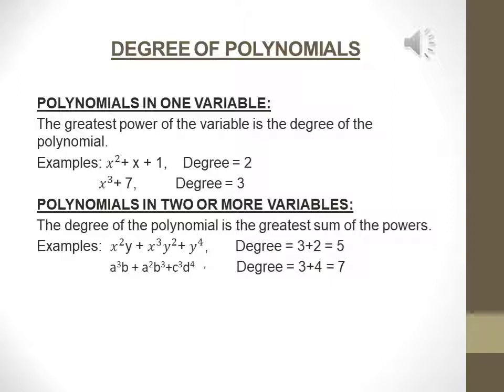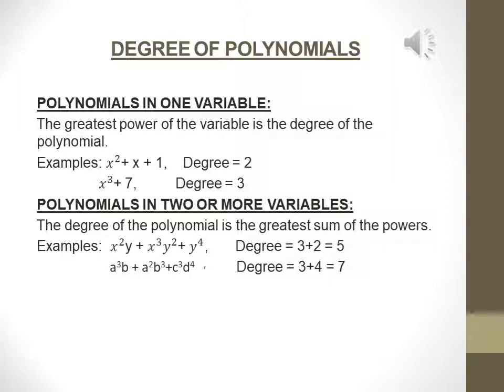In the next example, we have x cube plus 7. So the variable is x and the power is 3. So the degree of this polynomial is 3. Second case is polynomials in two or more variables. If we are given a polynomial which has two or more variables involved, how can we find the degree of this polynomial? The degree of the polynomial in this case is the greatest sum of the powers.